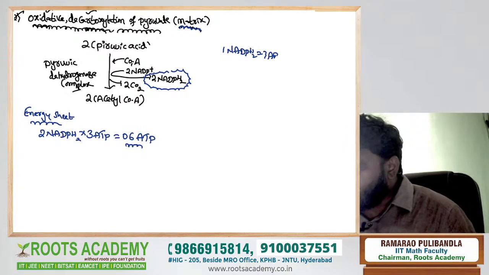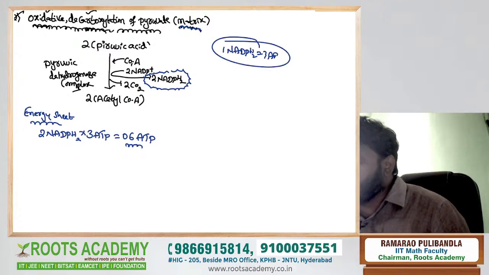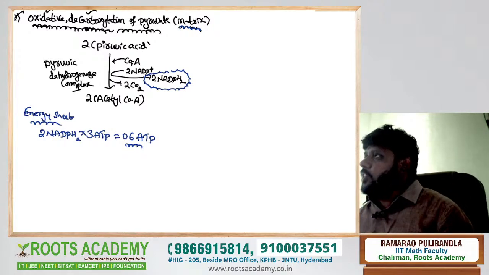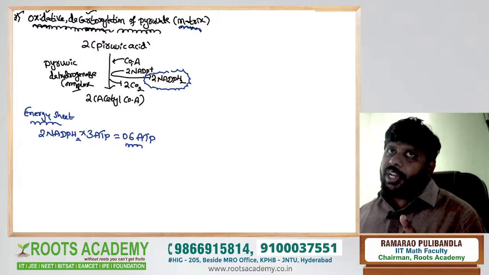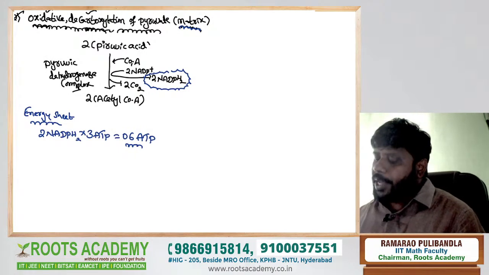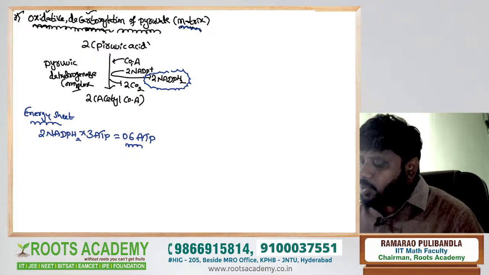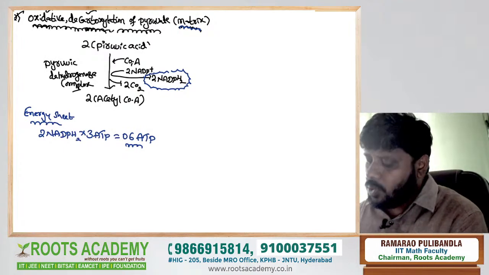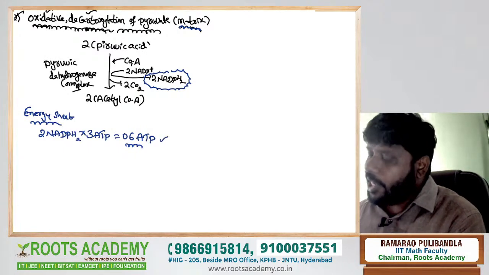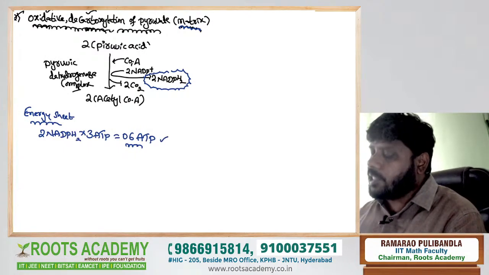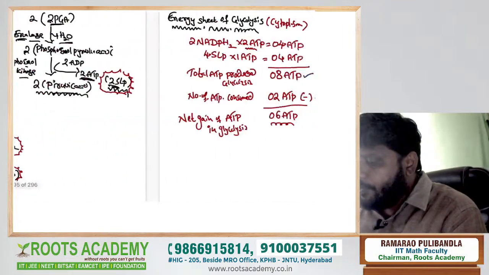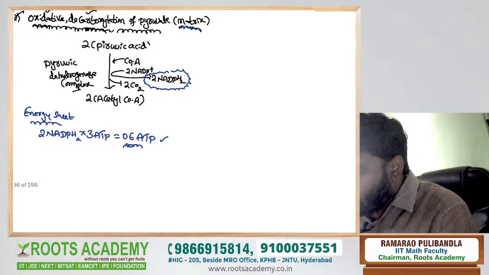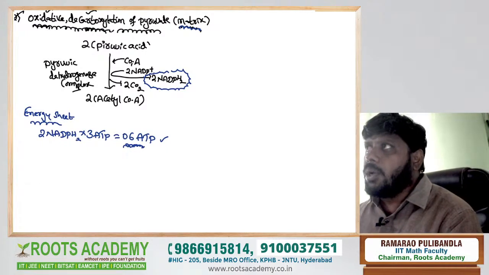That's why we have 2 NADH2, and 1 NADH2 produces 3 ATP because it is synthesized in the matrix. 2 NADH2, each one produces 3 ATP, 2 into 3, 6 ATP. So what is the net gain produced in oxidative decarboxylation? 6. At the end of glycolysis we have 6, and at the end of oxidative decarboxylation 6. 6 plus 6, 12 we have.